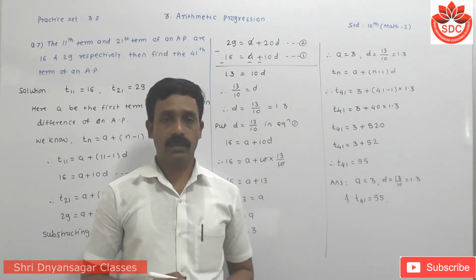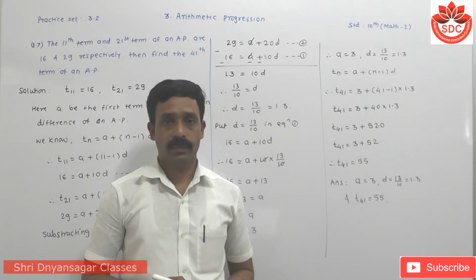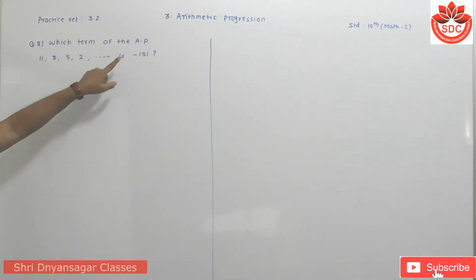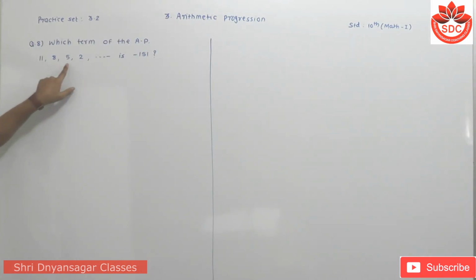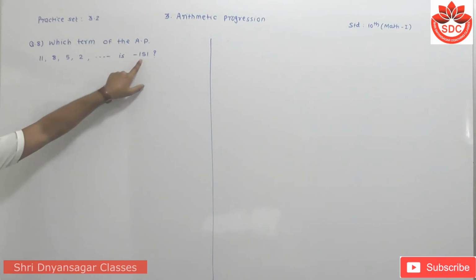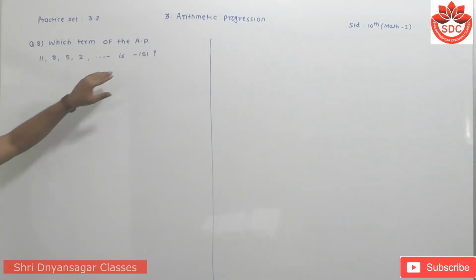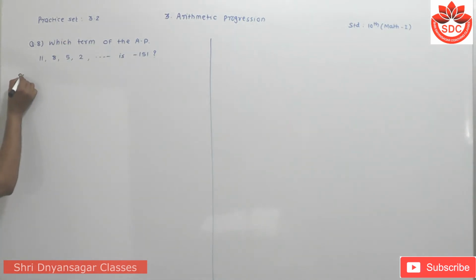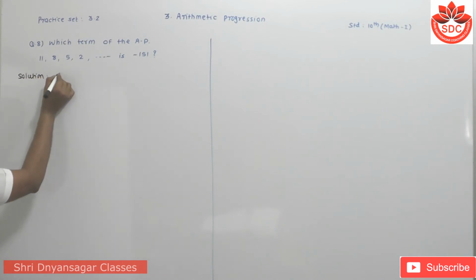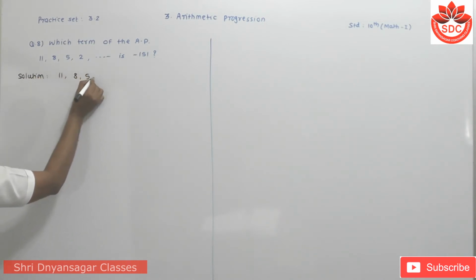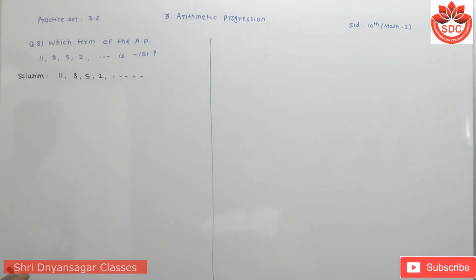Okay. We take the next question. Question number 8. Which term of the AP 11, 8, 5, dash dash dash is minus 151? So simple. Look carefully. Solution: the given AP is 11, 8, 5, dash dash dash.